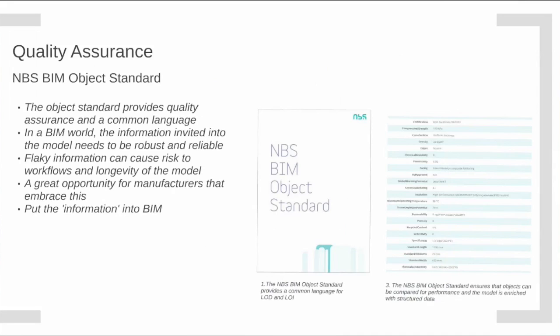What we also need as designers is a quality assurance that the information we're inviting into our model is robust and reliable. This isn't just because flaky information can cause risks or disruptions to our design process, but also the information we're inviting into our model now can live far longer, as I've shown, from not just one project, but from project to project. But fortunately, there are tools around now, such as the MBS object standard, which for designers provides a level of quality assurance that the objects can be compared accurately. And for those creating the objects, it gives you almost a checklist of the information that we want to see.